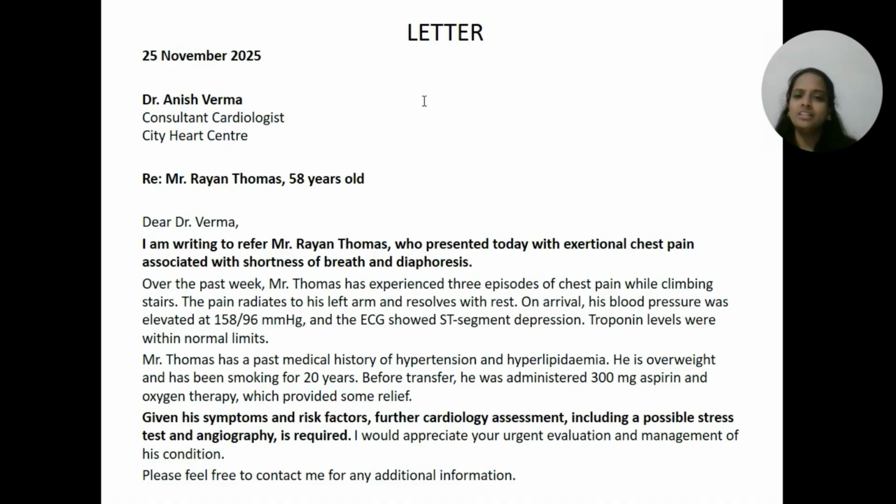And the closing line is very simple, not overthinking. Please feel free to contact me for any additional information. So this is very simple, professional, no flowery sentences. And remember the secret skill, choosing, not copying.